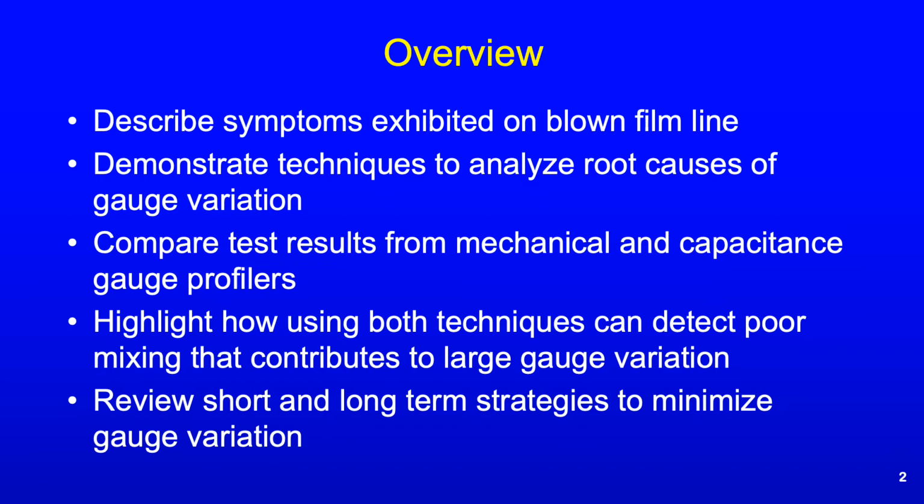The way we're going to do this is I'm going to describe symptoms exhibited on a particular blown film line. And then I'm going to demonstrate the techniques that I use to analyze the root causes of gauge variation. To do this, I'm going to compare the test results from both mechanical and capacitance gauge profilers and highlight how using both techniques can detect poor mixing that contributes to large gauge variation. I'm then going to review short and long-term strategies to minimize gauge variation.